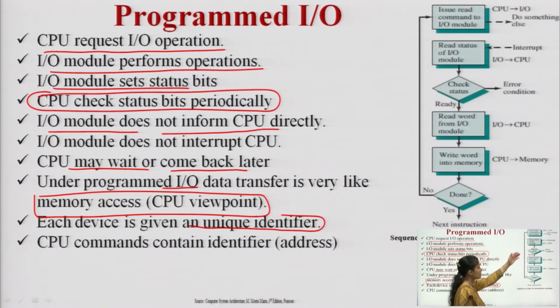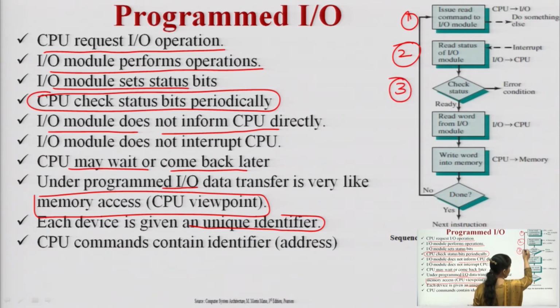So the steps of instruction execution are shown here. The first step, the CPU and IO communication, is taking place. We can see that it issues the read command to the IO module. That is our first step. Then it issues a read of the status of the IO module. Then third, the CPU is checking the status bit. If there is an error condition, it will handle that, and if the status is okay, it will read the word from the IO module now.